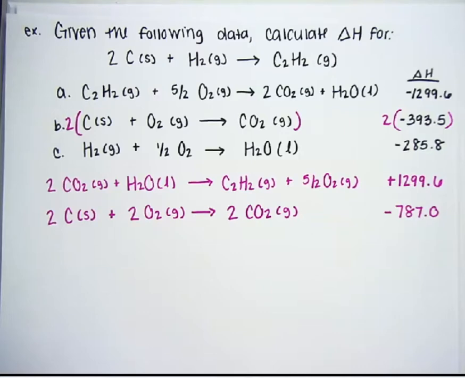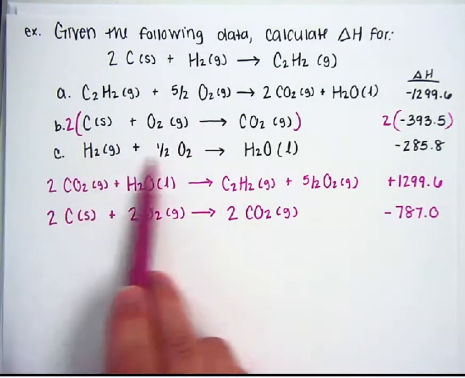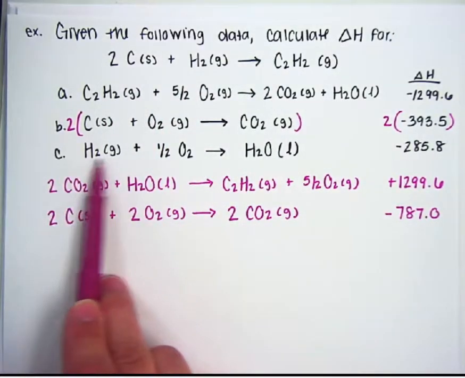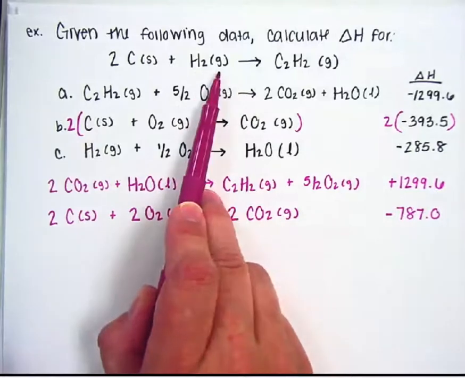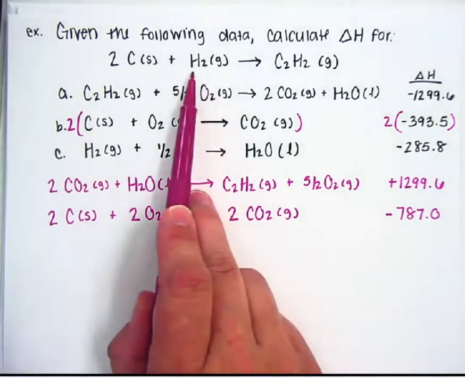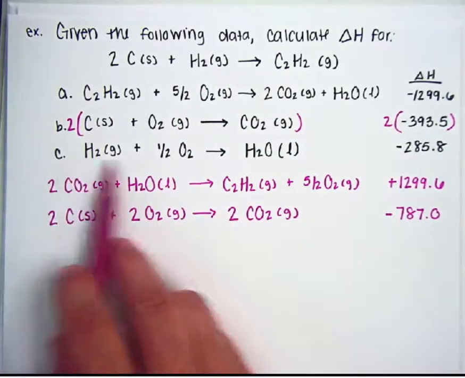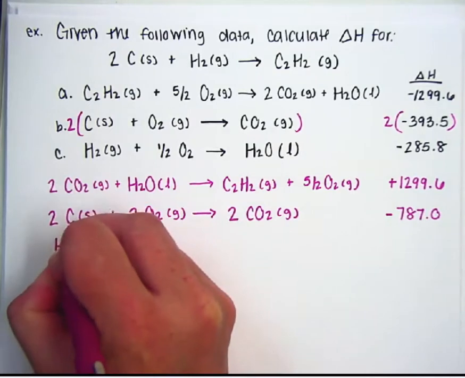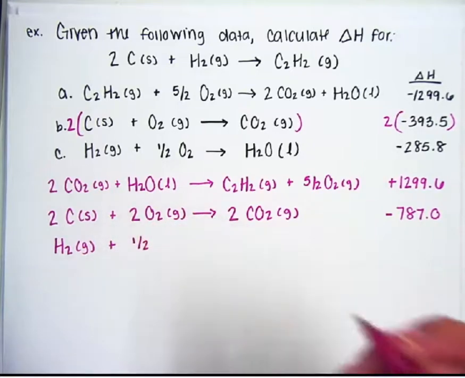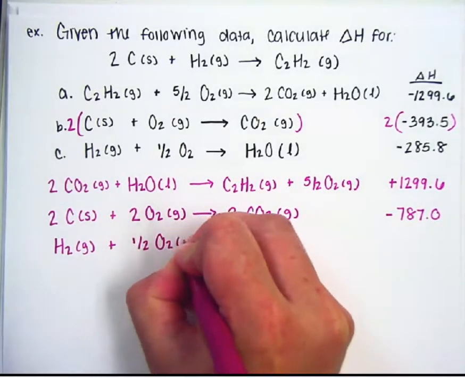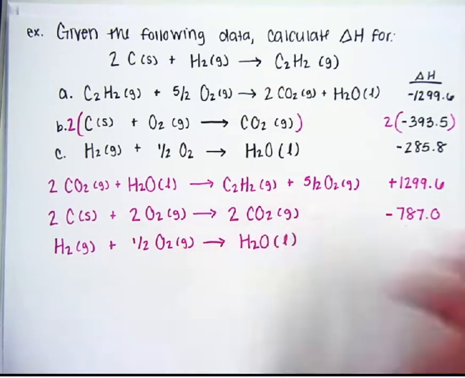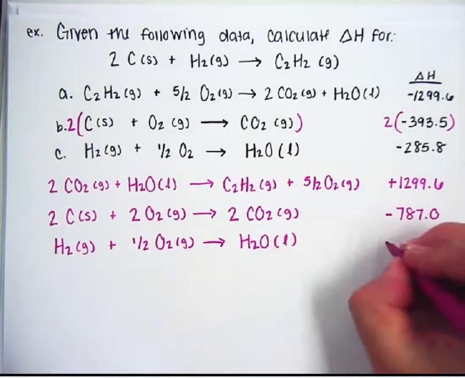Last reaction, reaction C. So again, I'm just going to look at this reaction and I'm looking for anything that's in my master equation. I notice I have hydrogen gas. I need hydrogen gas. I have 1 mole of hydrogen gas on the left side of the arrow. Let's leave reaction C alone. Since I left this reaction alone, I leave its delta H value alone.